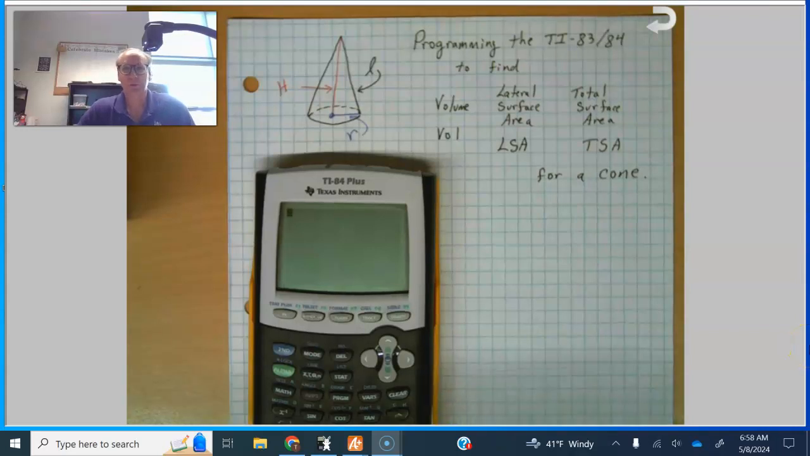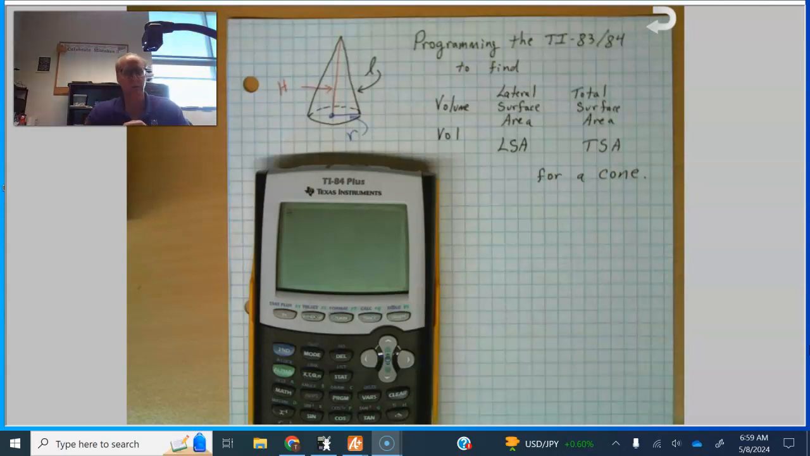Everybody, today we're going to program the TI-83/84 to find the volume, lateral surface area, and total surface area of a cone. The problem is that a lot of times they'll tell you the height and the radius, but might not give you the slant height. Or they'll give you two of the other dimensions, but not one of the dimensions that you need. So we're going to include within our program a way to find that missing piece and include it with the equations and formulas we put in, and it will work it out for us.